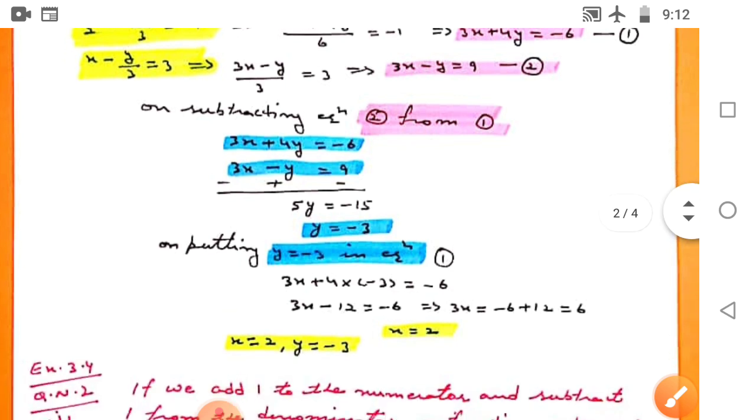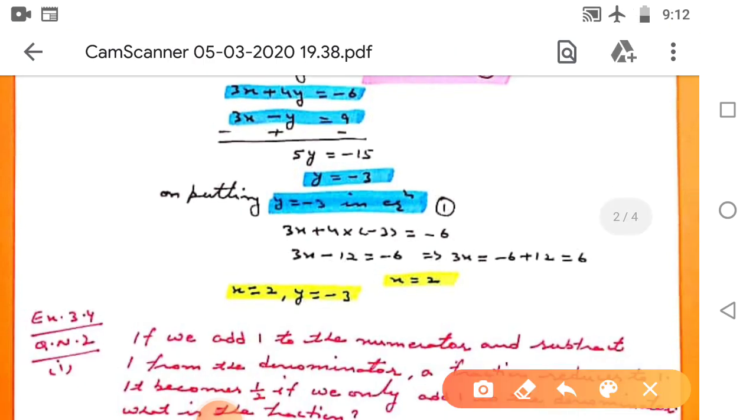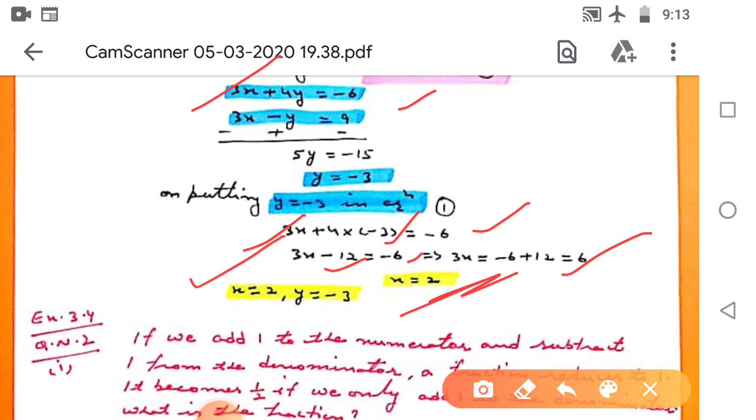Now putting the value of y, minus 3, in equation 1, so 3x plus 4 into y, that is 4 into minus 3, is equal to minus 6. So 3x minus 12 is equal to minus 6, and 3x is equal to minus 6 plus 12, which is 6. So x is 2. So we have x is equal to 2 and y is equal to minus 3, right?